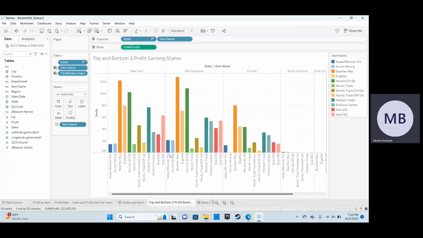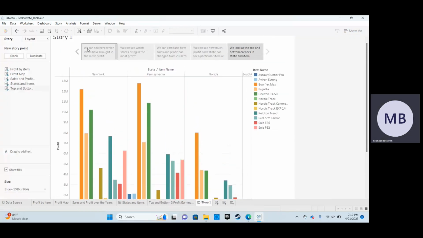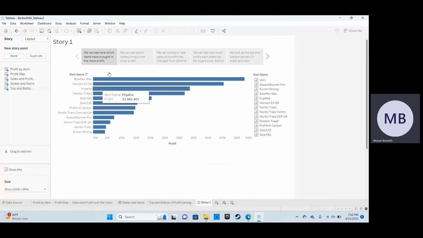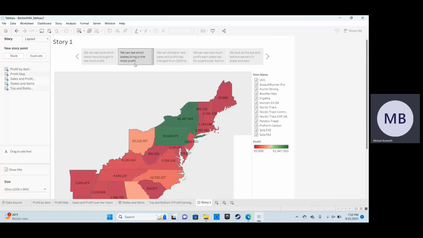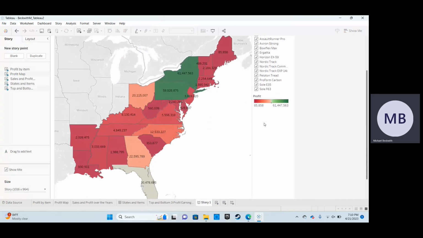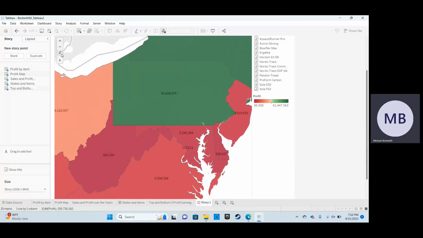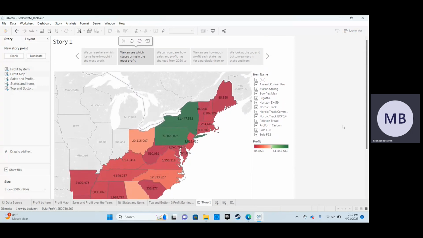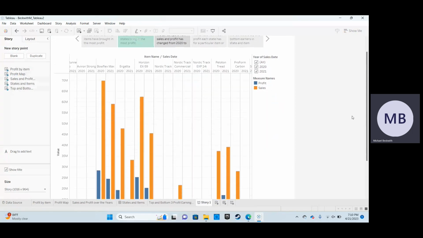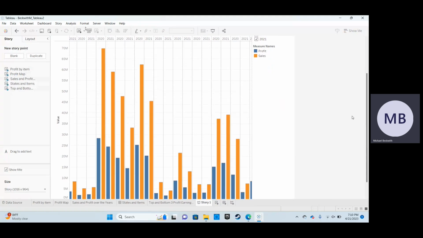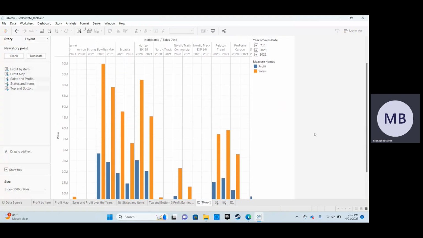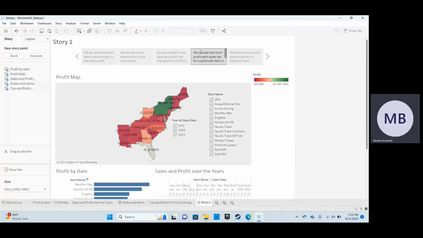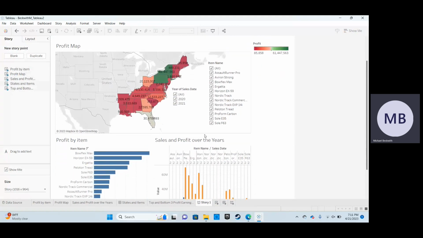And then I concluded all of this in my storyboard by first starting with the first one, getting across what makes the most money and what makes the least amount of money. In my next, we can see which states have the most profit, very noticeably New York and Pennsylvania. Then we can switch over to the next one and look at profit and sales over the years, where we can see that downward trend in each item except for the Peloton tread, very important.